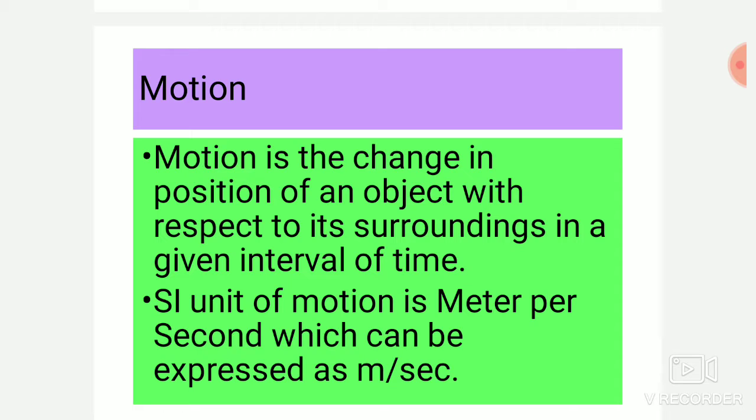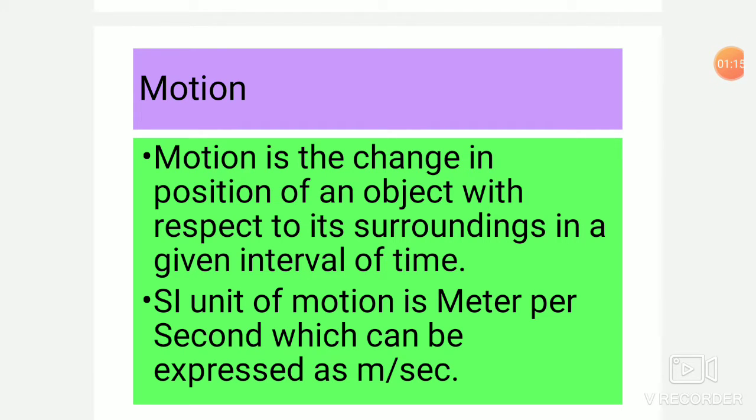So once again I am telling, motion is the change in the position of an object. If any object is moving, that means its position is changing, and for changing the position, time is required. So that will be termed as motion. Motion is the change in the position of an object with respect to its surrounding in a given interval of time.